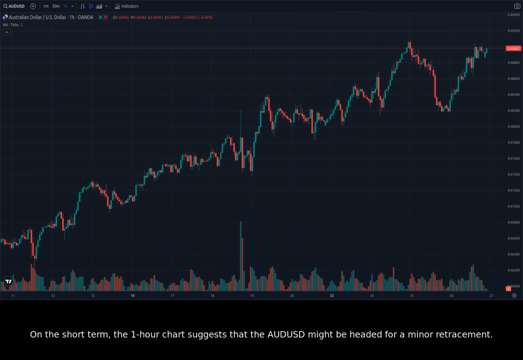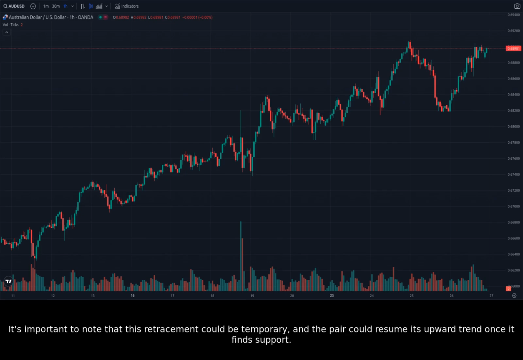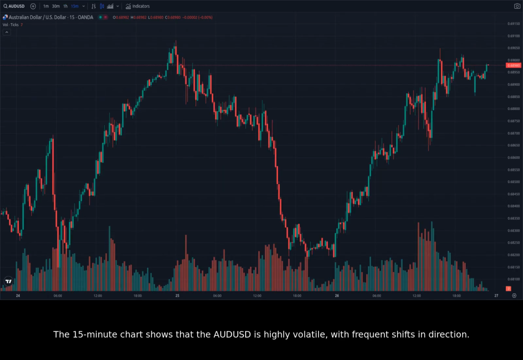On the short term, the 1-hour chart suggests that the AUDUSD might be headed for a minor retracement. The pair is currently consolidating near the upper end of its recent trading range. This suggests that a pullback towards the 0.6850 level is possible in the coming hours. It's important to note that this retracement could be temporary, and the pair could resume its upward trend once it finds support. The 15-minute chart shows that the AUDUSD is highly volatile, with frequent shifts in direction.